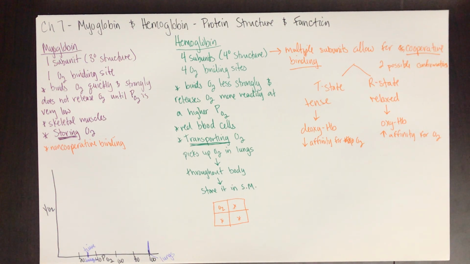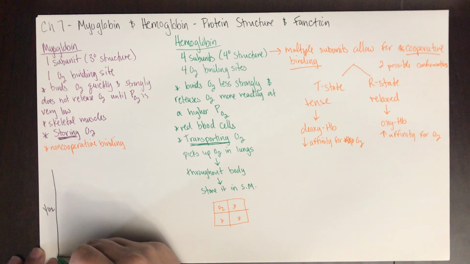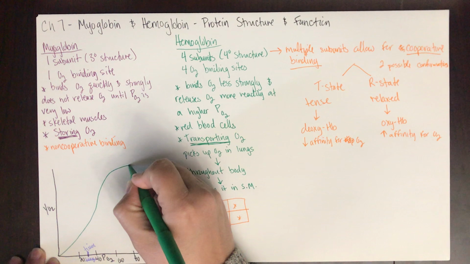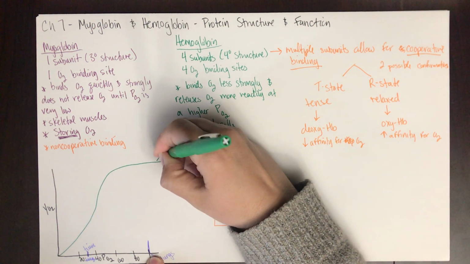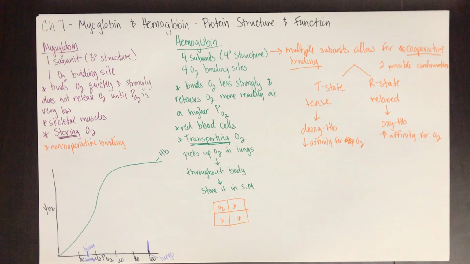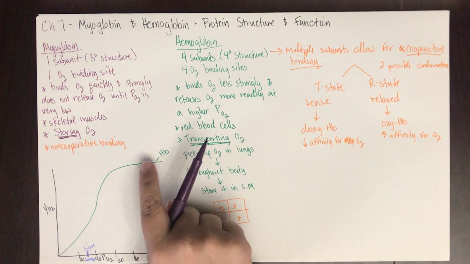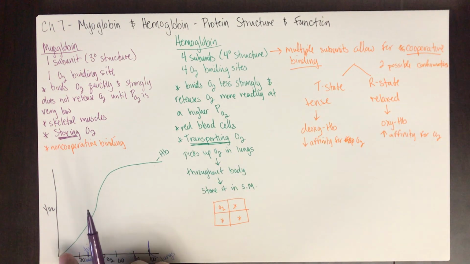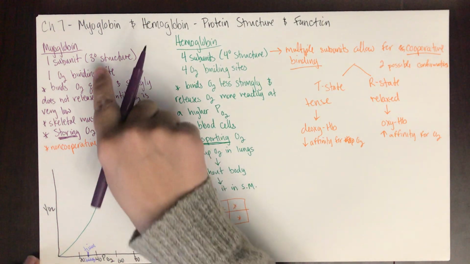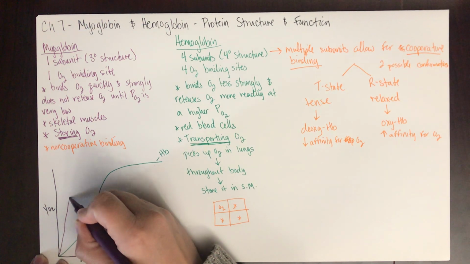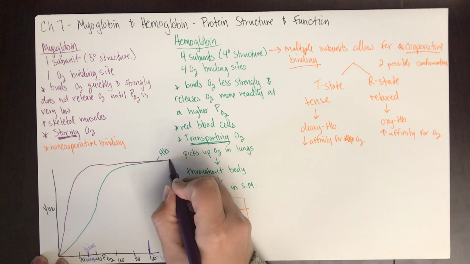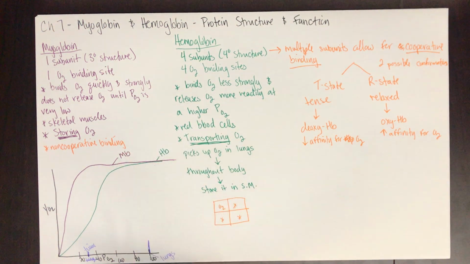So let's do hemoglobin first. Hemoglobin has what's called a sigmoidal curve. It looks a little bit like an S. This is the sigmoidal curve. This is hemoglobin. This is the binding of hemoglobin. This sigmoidal curve is representative of cooperative binding. Myoglobin does not have a sigmoidal curve because it is non-cooperative. The myoglobin binding curve looks something like this. And the abbreviation for myoglobin is Mb.